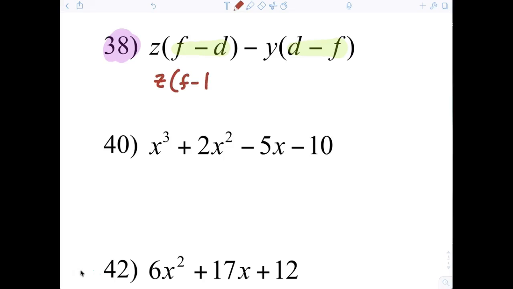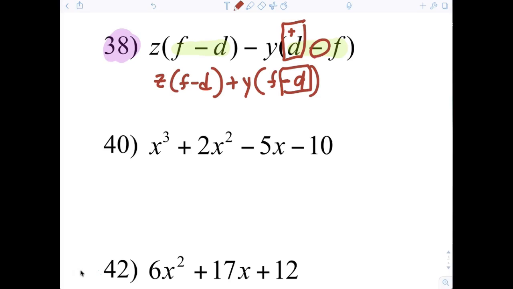Z, F minus D plus Y times F minus D. All right, when you factor out a negative, the signs change. Now look at that. That one's hard for kids. Wait, you switch the signs. Would it be F plus D? Now listen to me. The sign here is a what? Positive. Do you agree? So when you factor out a negative, you change the sign. So if it's positive, it has to switch. So this D is positive, so now the D is what? This F right here is what? Negative. Now it's positive.